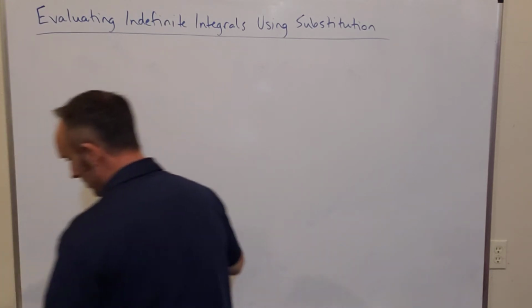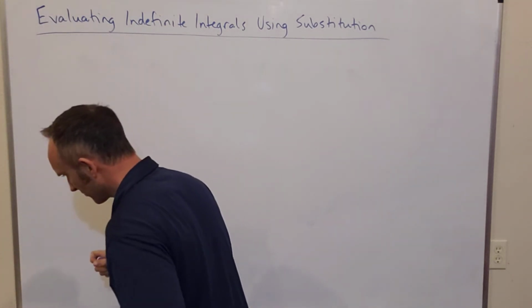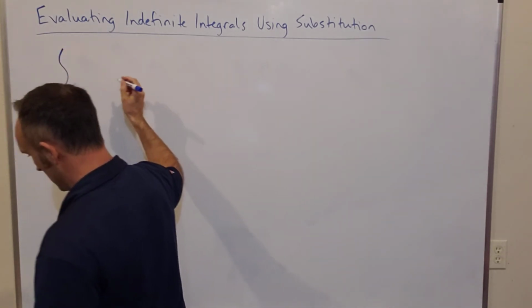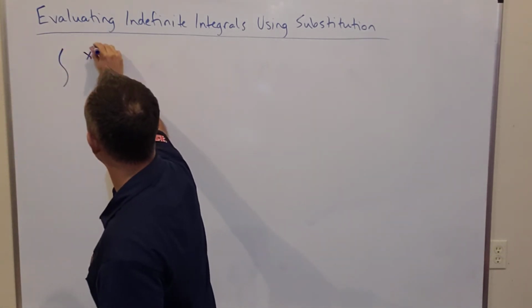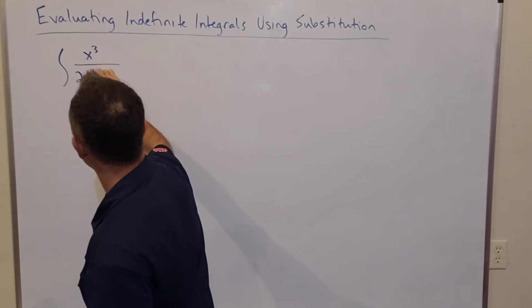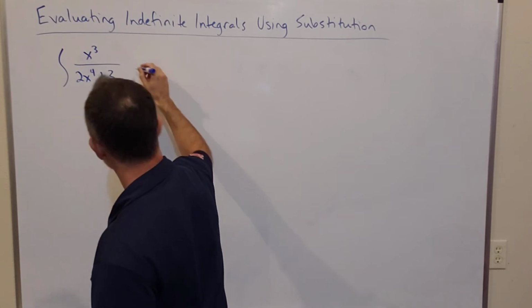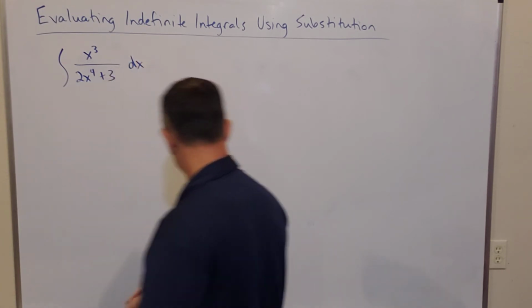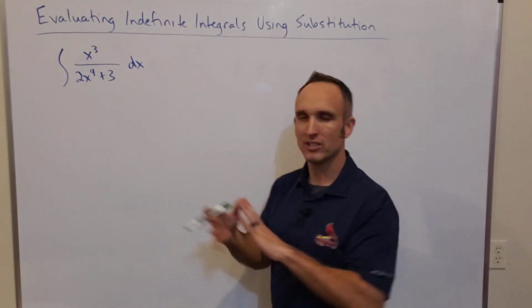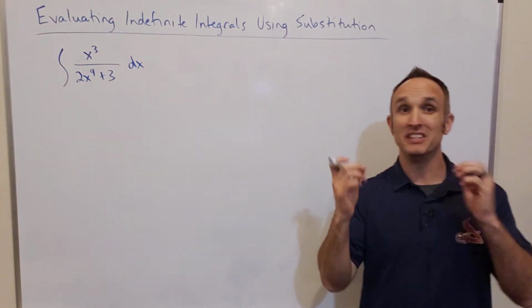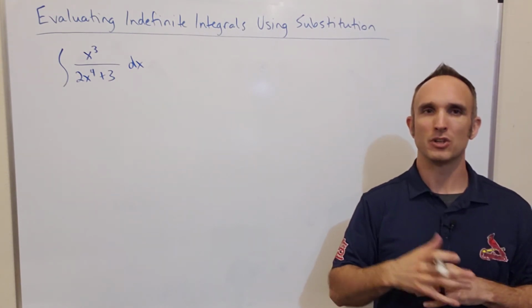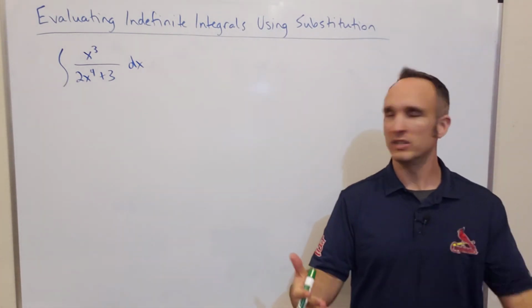All right, let's look at another interesting example. The integral of x cubed over 2x to the 4th plus 3 dx. And the only way to get good at substitution is to sort of guess what you're going to substitute, try it, and find out why it doesn't work. You start to learn what works and what doesn't work.